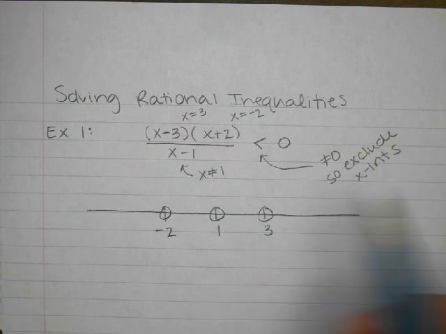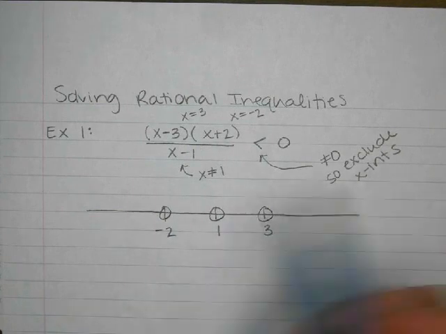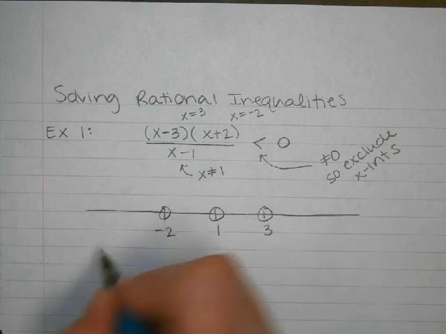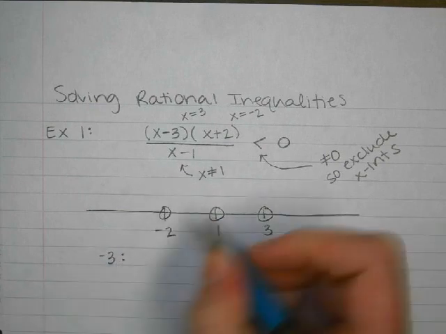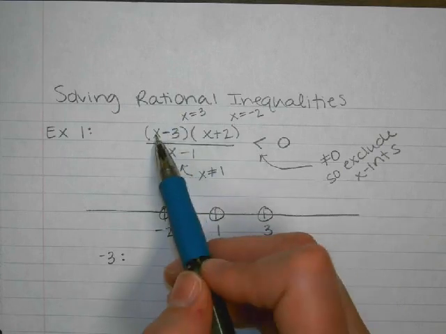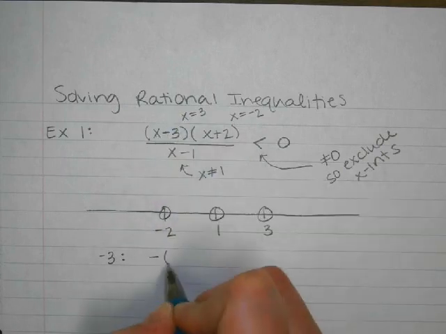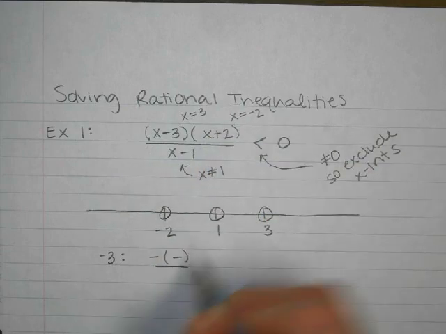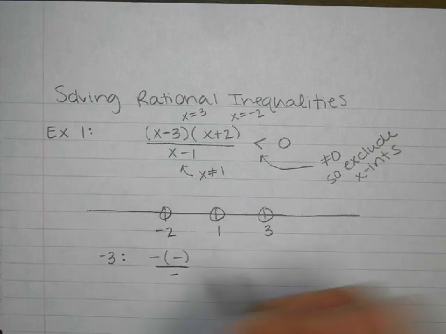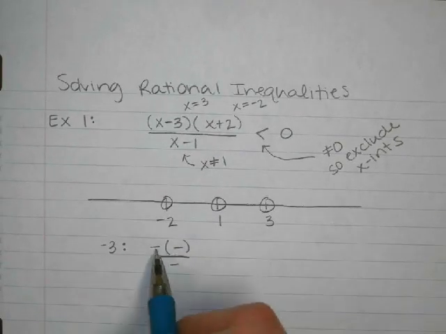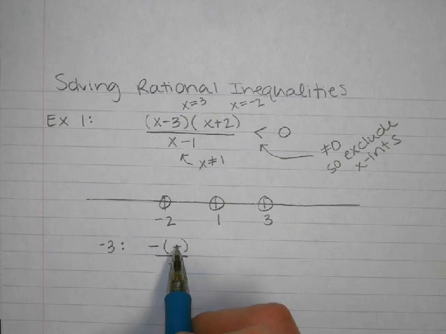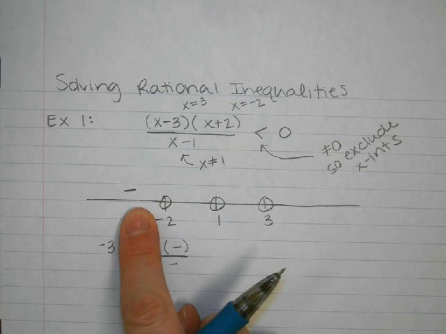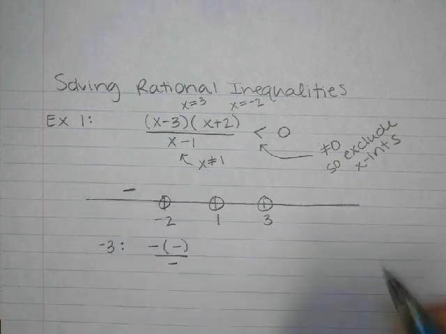Now we're going to test the numbers in this interval, here, and here, and we just want to see if it would be a positive or a negative. A number to the left of negative 2 would be negative 3. If I test negative 3, I get negative 3 minus 3, which is a negative. Negative 3 plus 2 is also a negative, and negative 3 minus 1 is also a negative. A negative times a negative is positive, and a positive divided by a negative is negative. So this interval over here would be a negative interval.